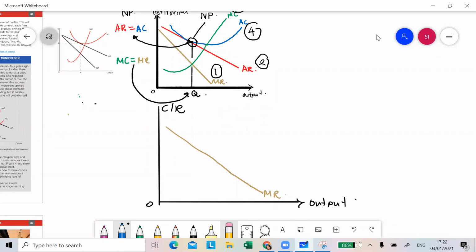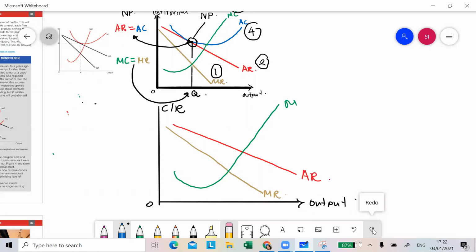Okay, now we're going to see how to find a normal profit for a monopolistic competitive firm. So first of all, make sure that you understand the rules. When it comes to normal profit, AR should be equal to AC, and MC should be equal to MR. So let's draw the MR curve first, followed by that the AR curve. And then I'm going to draw my average cost curve to make sure that I end up with getting the correct diagram.